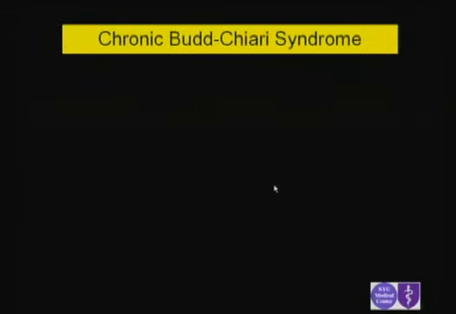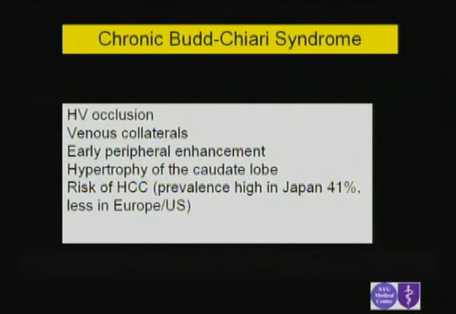Chronic Budd-Chiari also, we do see some patients from time to time. It's not as frequent as in Japan, but these patients typically have hepatic venous occlusion or thrombosis. Sometimes they can have also portal venous occlusion. Typically, they will present with collaterals. They have also features typical for Budd-Chiari, which include early peripheral enhancement, because the portal venous blood to the periphery of the liver is compromised.